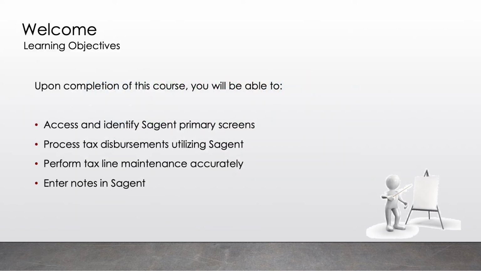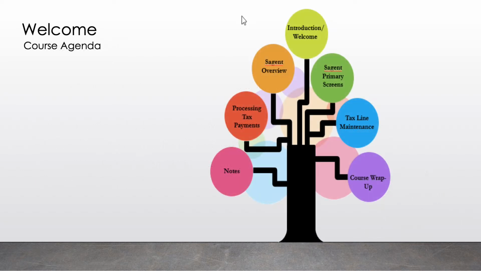The learning objectives were access and identify Sagent primary screens, process tax disbursements utilizing Sagent, perform tax line maintenance accurately, and enter notes into the Sagent system. The agenda for the class was welcome and introductions, a Sagent overview, primary screens, processing disbursements, tax line maintenance, creating notes within Sagent, and a course wrap-up.